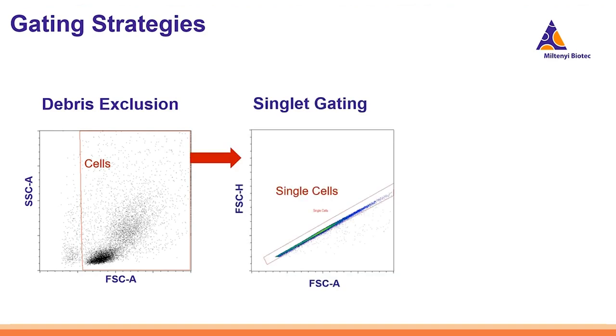Next, we have a singlet gate for doublet exclusion. This is a method for gating on single cells and for excluding doublets or clumps of cells as they come through your flow cytometer. Typically, a clump of cells will take longer than a single cell to pass through the laser, and using this longer time of flight, we can exclude those doublets or clumps from analysis with some sort of area versus height or similar gate, as seen in this single cells gate.